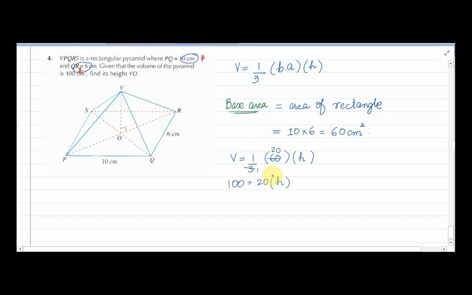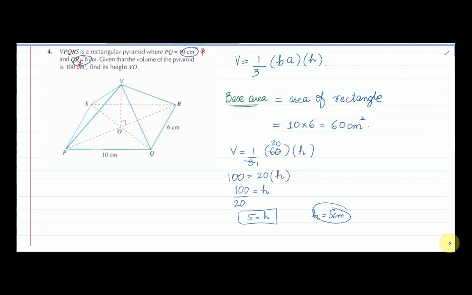Now you need to find the value of h. So 20 shifts to the left side, so it will be 100 divided by 20 is equal to h, and h is equal to 5. The unit is centimeter, right? So the strategy is quite the same, but the difference is that in the last question base area and height were given and you needed to find the volume. Now in this question, volume is given and height is unknown, so just rearranging the working formula you can find out the unknown value, right?